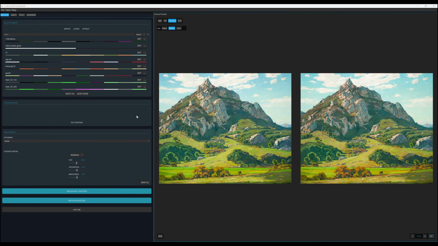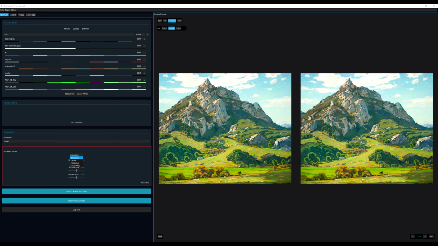Today we will be looking at the different distance metrics and the hue, saturation, and brightness sliders. The distance metric is what decides which color will be chosen from the target palette based on the color in the image. We have four different options: red mean, OKLAB, CIEDE2000, and luminance.